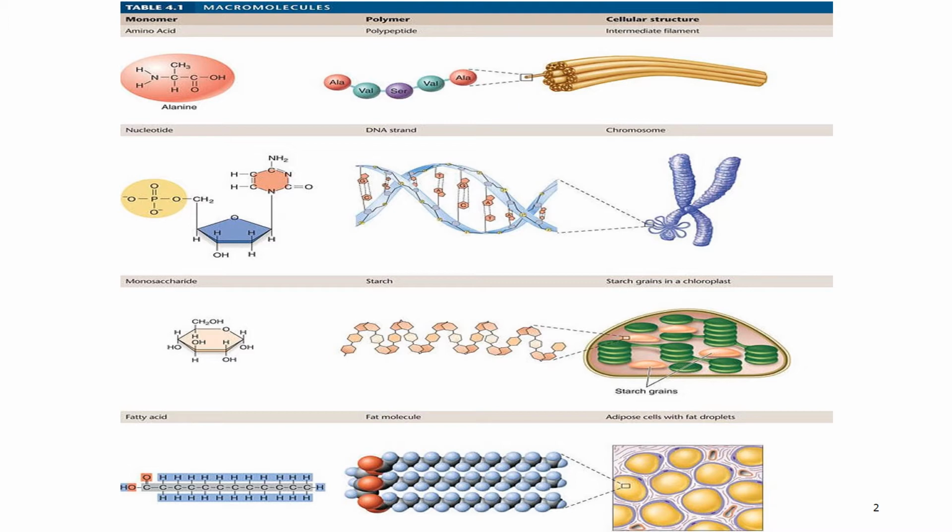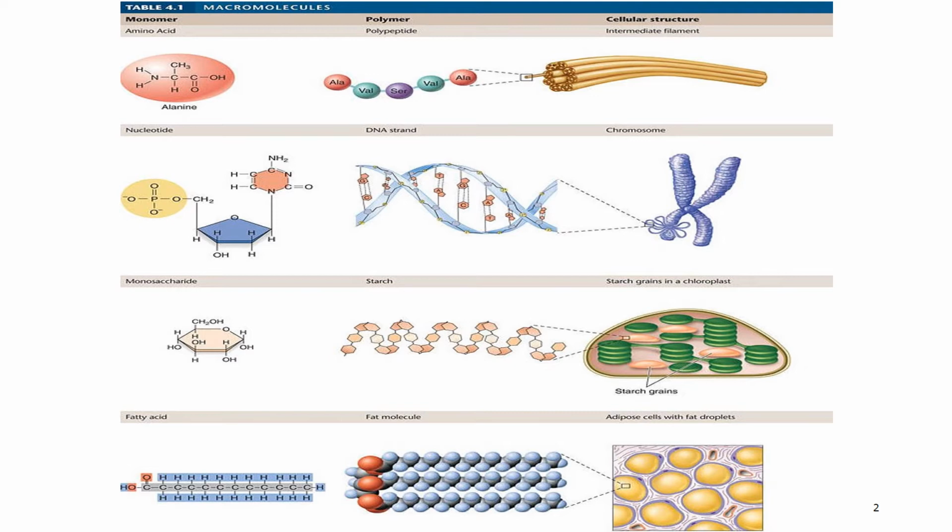So we learned previously that the macromolecules are polymers, and polymers are made up of many monomers. The top one is protein. Its monomers are amino acids. The amino acids join together, and we call that polymer a polypeptide, which is going to go on to make a muscle filament, which is a protein. The second one is a nucleotide, which joins together to make a DNA strand, which is the polymer, which eventually is going to be part of a chromosome.